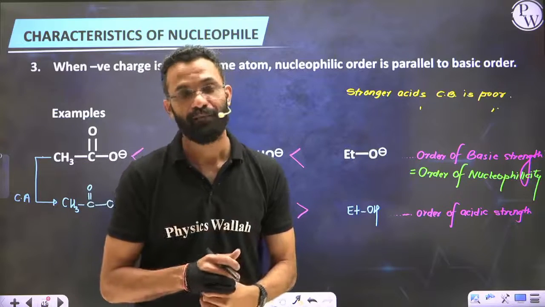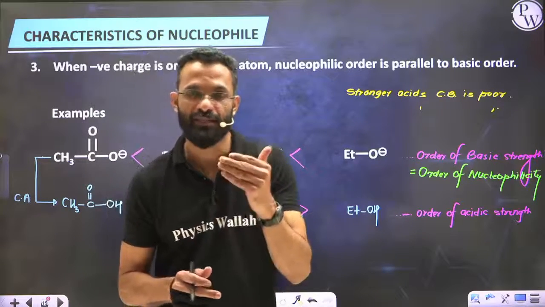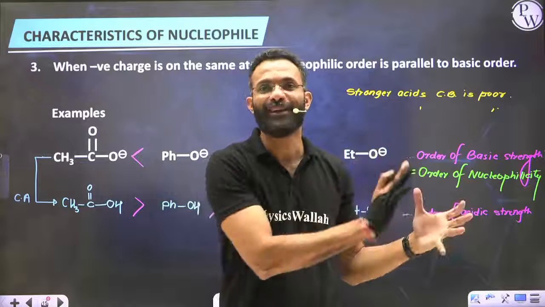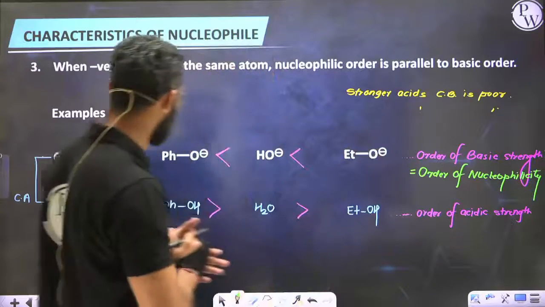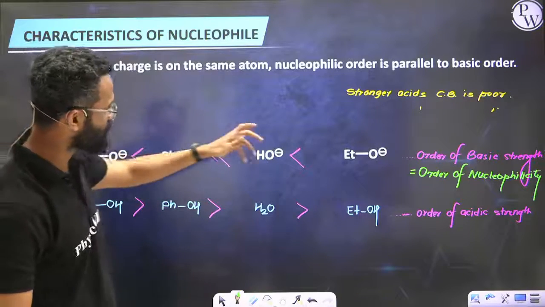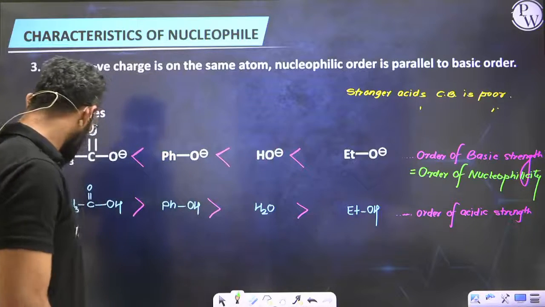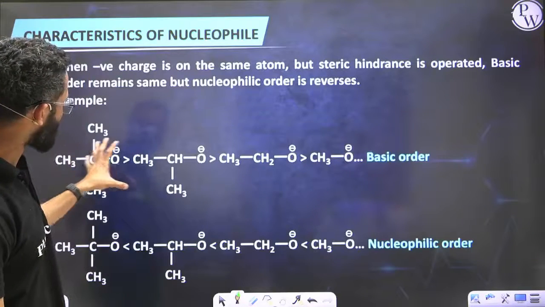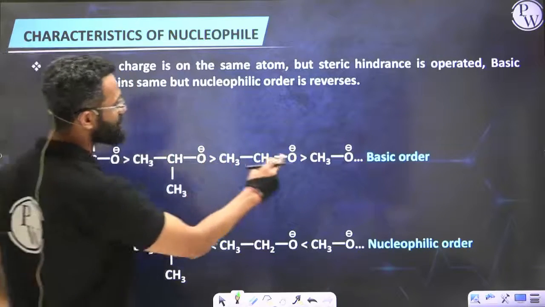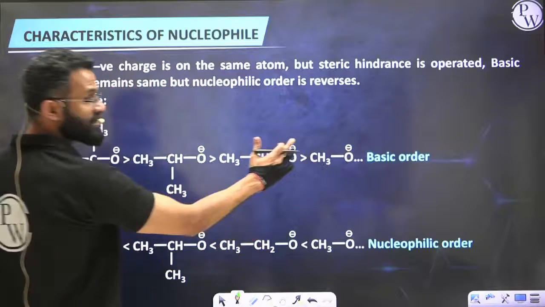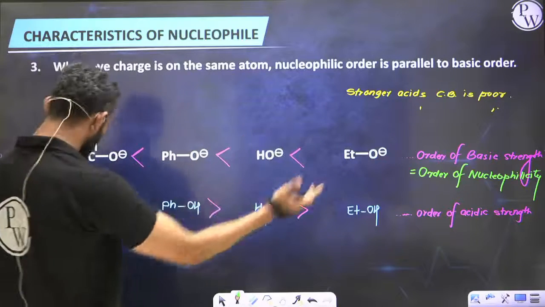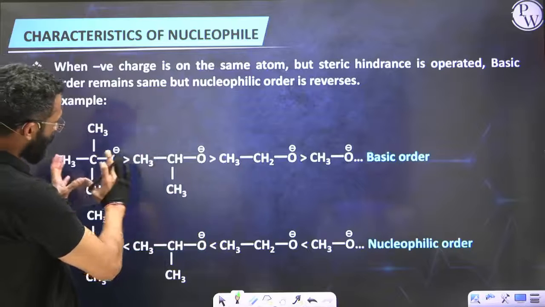However, there might be a point of confusion when you see the negative charge on the same atom, but there is steric hindrance operating in these molecules. Like over here, ideally you see the negative charge on the same atom, but they are all from different functional groups. This is from acid, this is from phenol, this is from water, this is from ethanol. If I give you an example like tertiary butoxide, isopropoxide, ethoxide and methoxide, see, here also the negative charge is residing on the same atom, but there is a difference in the steric hindrance. Here the negative charge was on the same atom, but they were all from different functional groups. Here the negative charge is on the same atom, but all are from alcohols only.